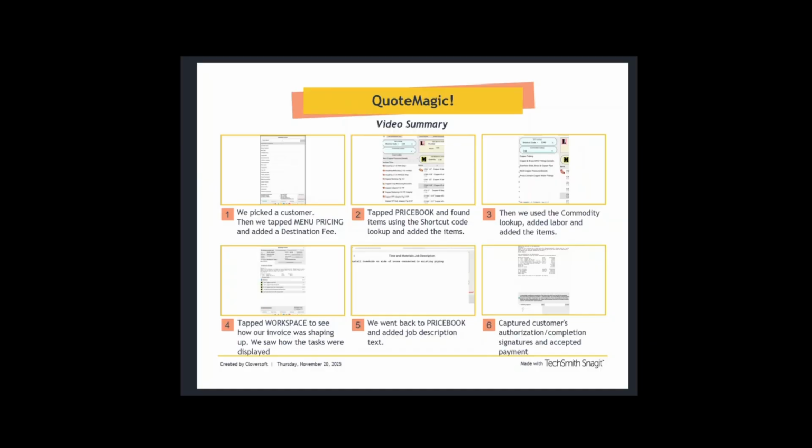Here's a wrap-up of what was covered in this video. We picked a customer, then we tapped Menu Pricing and added a destination fee. Found materials items with shortcut codes and with a commodity lookup. We added labor to the bill. We saw how tasks are shown in the workspace. We added a job description to the bill, captured the customer's authorization and satisfactory completion signatures. We accepted payment for the bill in the Completed Documents tab.